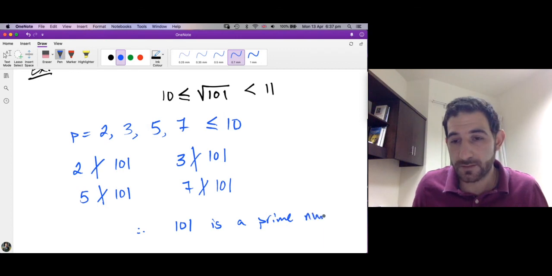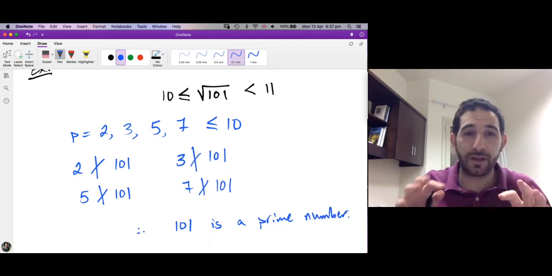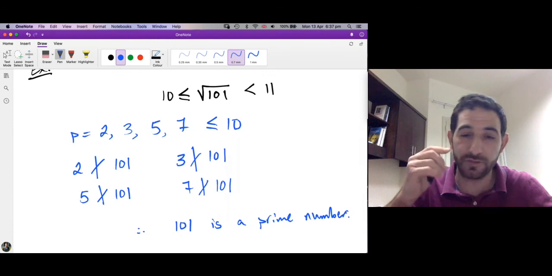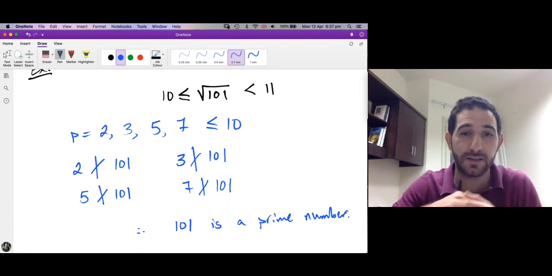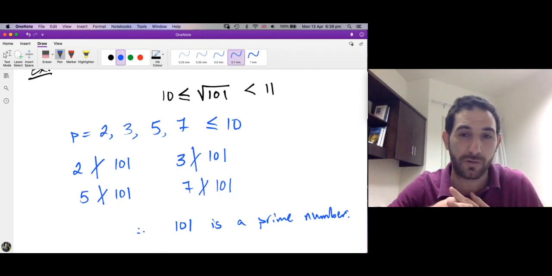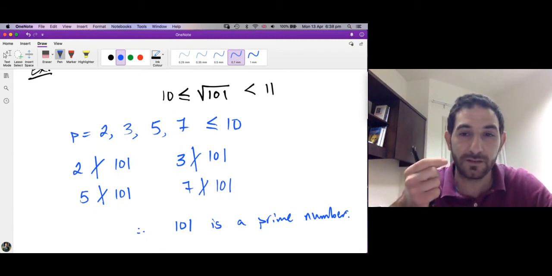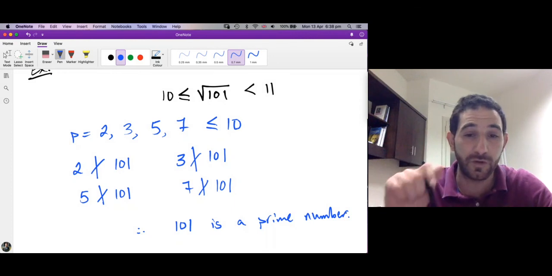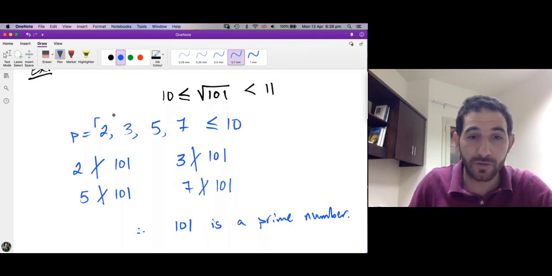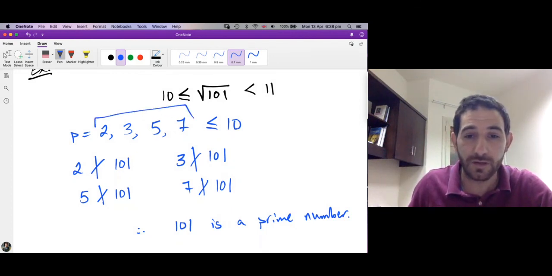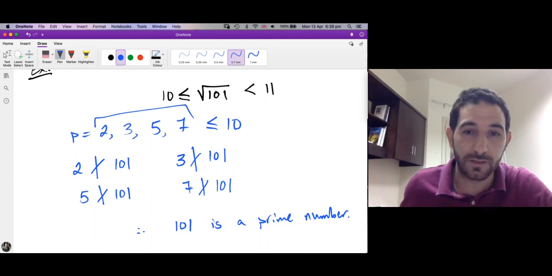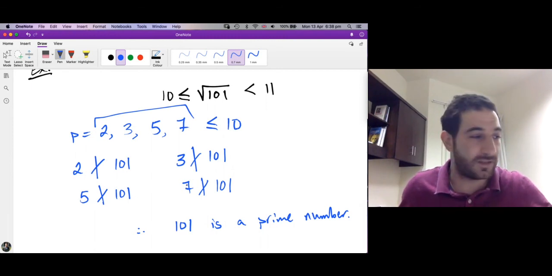So if you want to program an algorithm using C++, say to take an integer as an input and check if it's prime or not, you only need to check if any of the primes between 2 and the square root of the input divides the number. If any of them divides the number, then it's not prime. If none of them does, like in this case with 101, then you can conclude that the number is indeed a prime number.